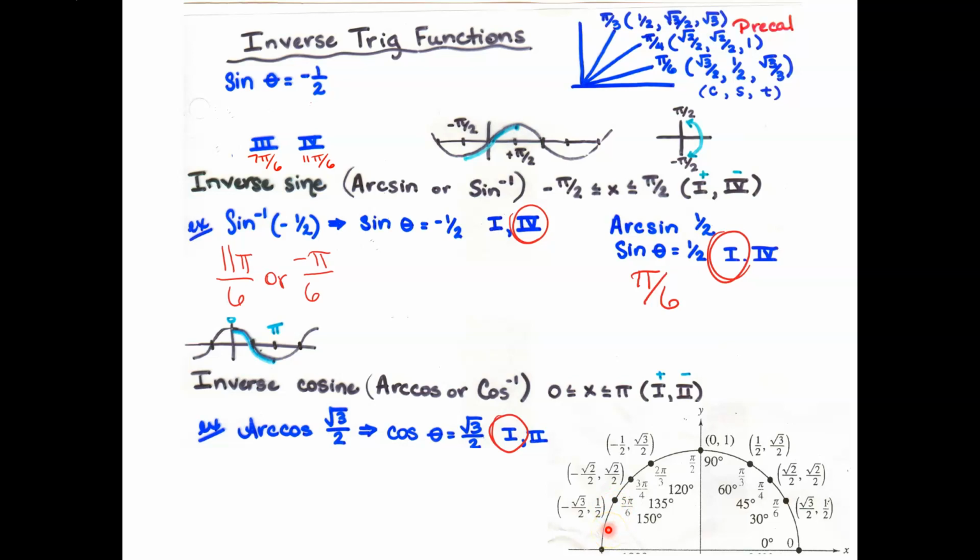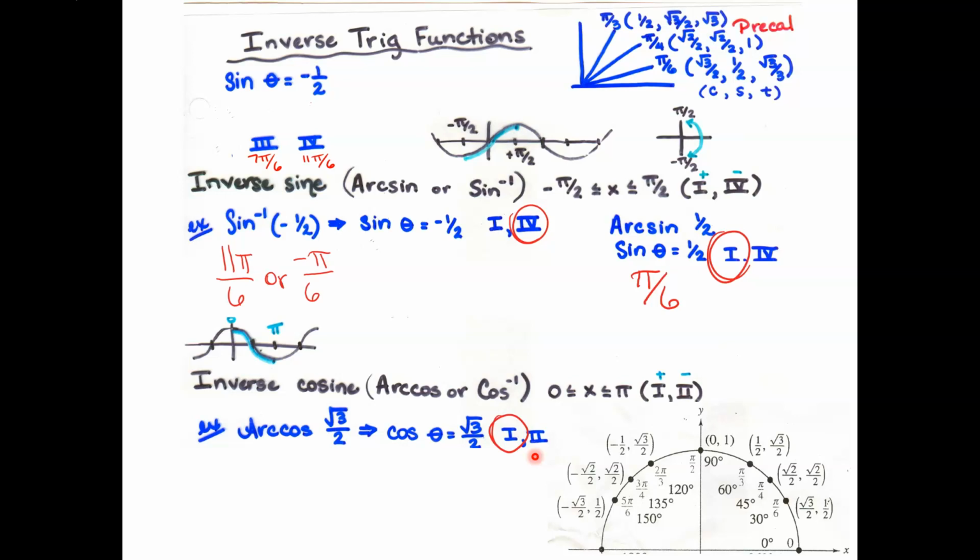So inverse cosine is only going to be valid between 0 and pi, which is the first and the second quadrants. We also know cosine is positive in the first and negative in the second. So when we come down here and this is a positive value, we know we're in the first quadrant. If it's a negative value, then we know we're in the second quadrant. All right? So when I see arc cosine of square root of 3 over 2, I know that means that cosine is equal to square root of 3 over 2, and I only have first and second quadrants to choose from. I get all of that from the definition of inverse cosine.